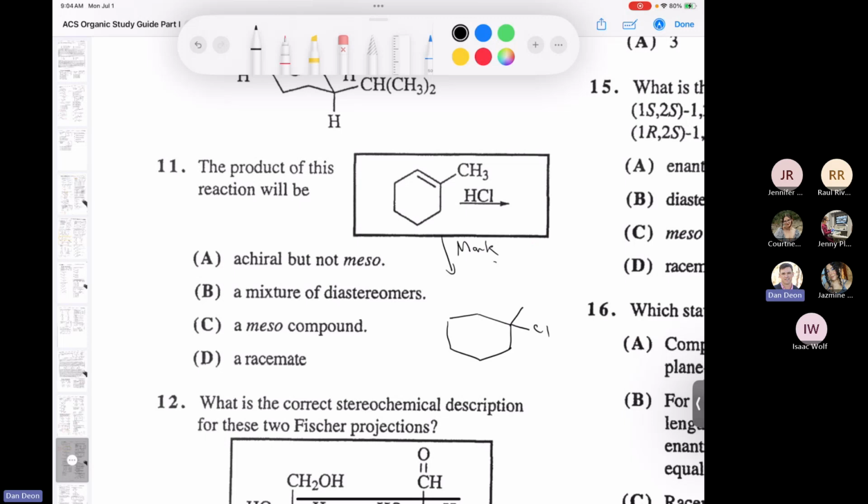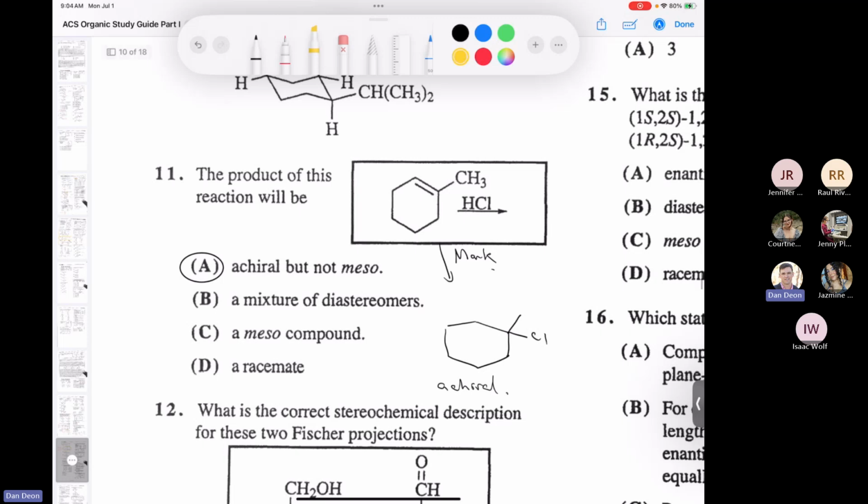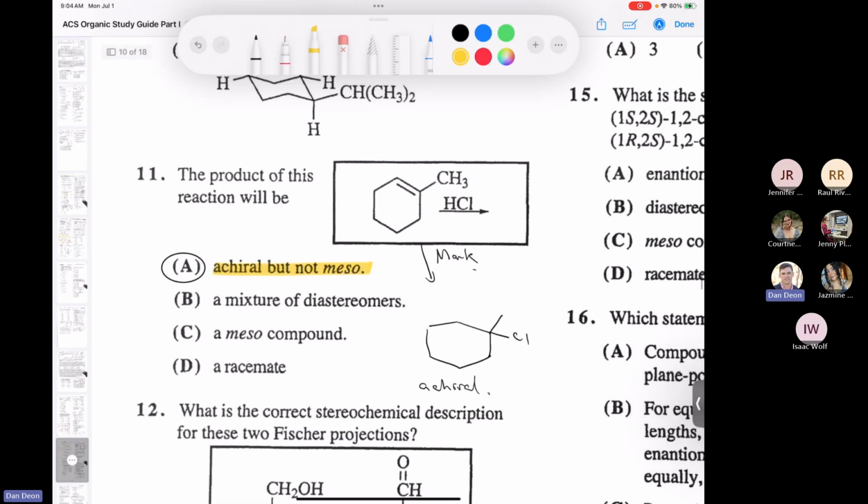Okay? Same old stuff. Exactly, Isaac. This is not a chiral compound, and it's not a meso compound either. The answer is it's achiral. It's not meso. It might be a weird way of putting it to you guys, but you can see it's clearly not diastereomers, right? It's definitely not that. It's not a meso compound. There's no chiral center in the molecule. And if there's no chiral center, well, it certainly can't be racemic.